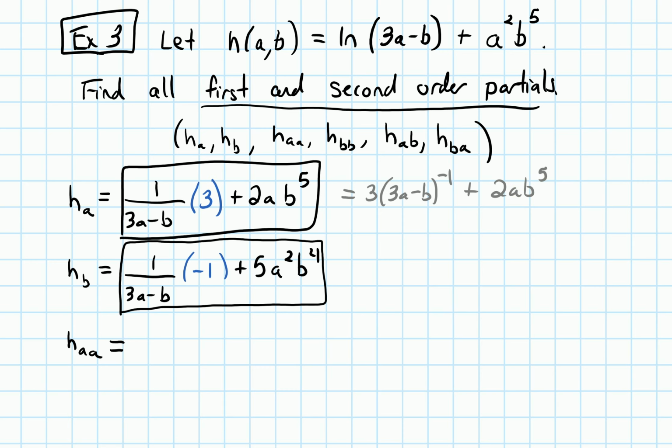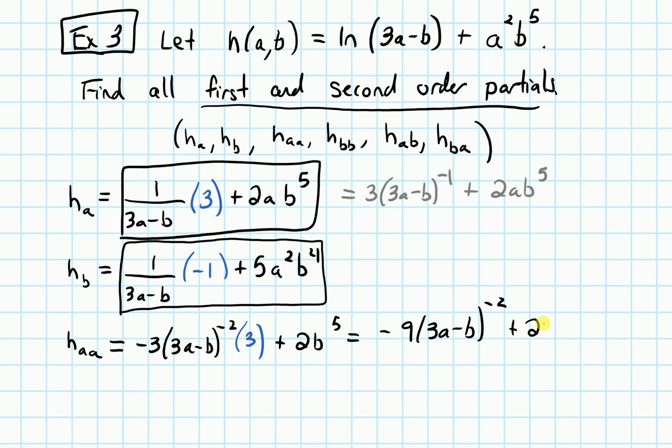All right, so now we're ready to take the partial derivative of this with respect to the variable a. All right, so I need chain rule. The negative 1 is going to come down, and I'll get negative 3 times 3a minus b to the negative 2. Multiply that by the derivative of the inside with respect to a, which is 3. And then the b to the 5 is going to get treated as a constant, and the derivative of 2a is just going to be 2. So we'll get 2b to the 5. And I could simplify this a bit. This equals negative 9 times 3a minus b to the negative 2 plus 2b to the 5.